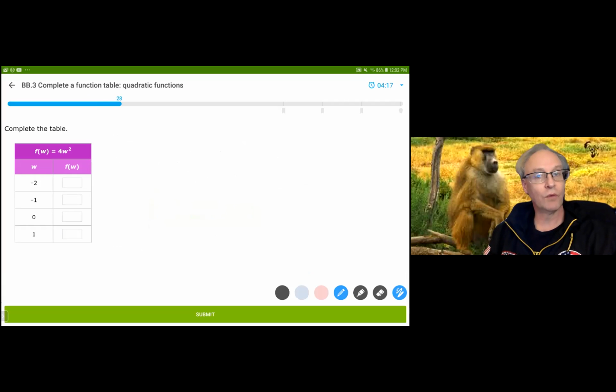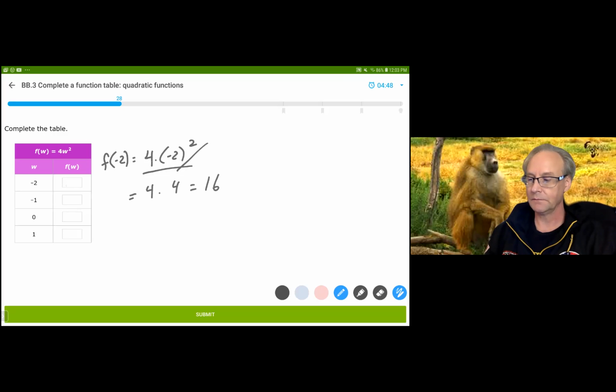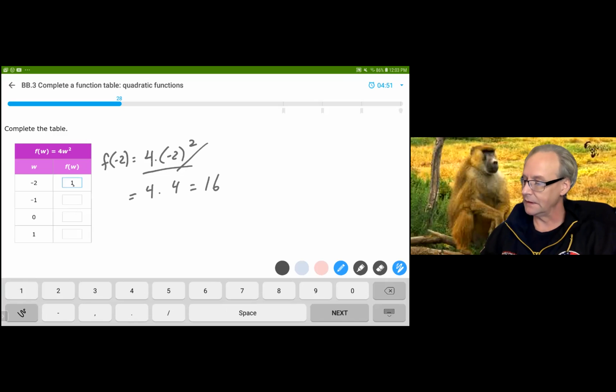This time we're going to put in 4w squared. I'm only going to do one of them in, officially. f of -2 is equal to 4 times -2 squared. That's going to be careful. You don't multiply first. You have to square first. Remember order of operations. So a common mistake here is to multiply first and then square that answer. What you want to do is square first, which is positive 4. And 4 times 4, of course, is 16. So this is going to be 16.